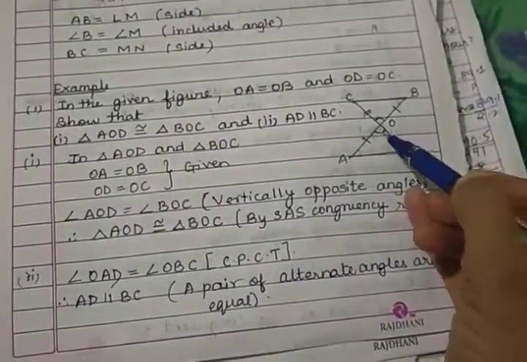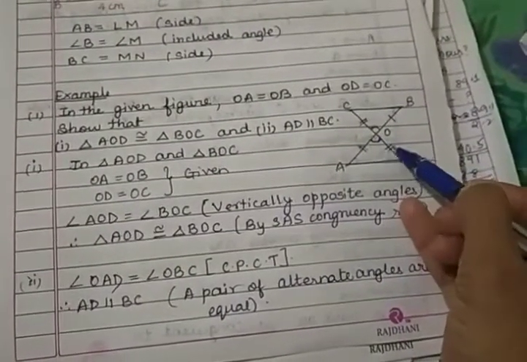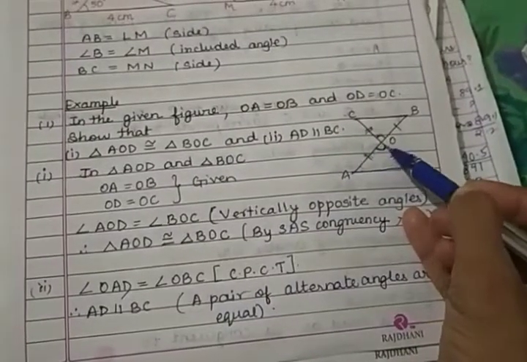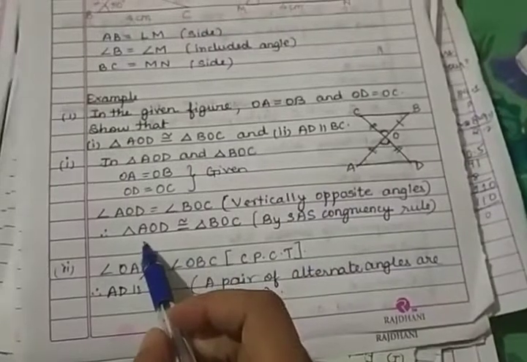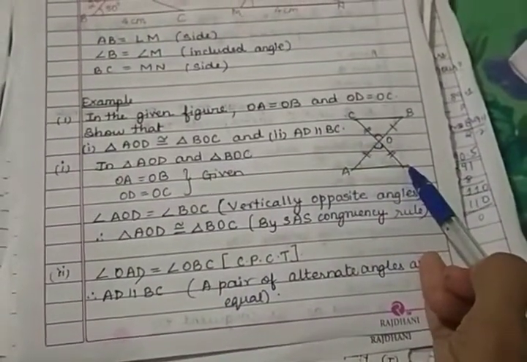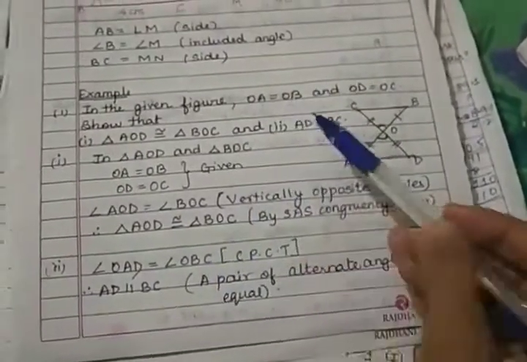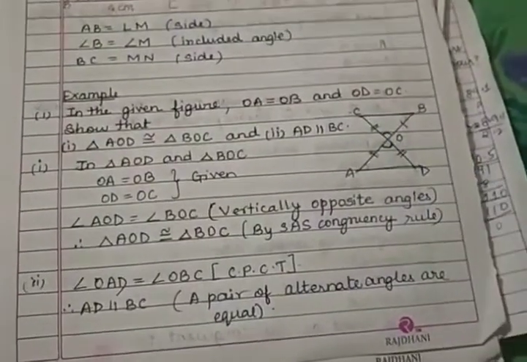Now we have got the three conditions, which is SAS: two sides and the angle included between the two sides. So we have got the three conditions. So I can say now that triangle AOD is congruent to triangle BOC. Next I have to prove that AD is parallel to BC.